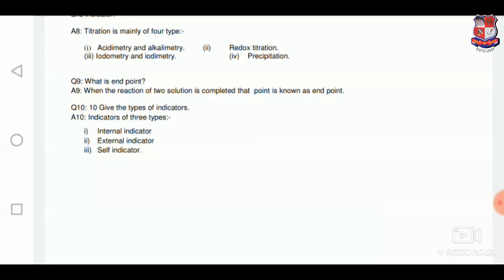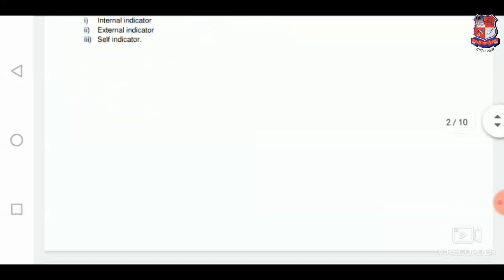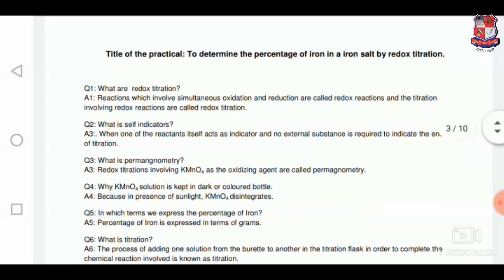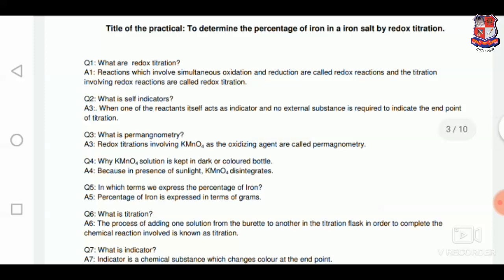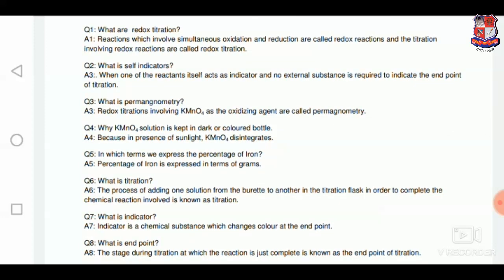Give the types of indicator. There are 3 types of indicator: internal indicator, external indicator, and self indicator. Next, to determine the percentage of iron in an iron salt by redox titration. So what is redox titration? Reactions which involve simultaneous oxidation and reduction are called redox reactions, and the titrations involving redox reactions are called redox titrations. The first one is redox reaction and the second one is redox titration.